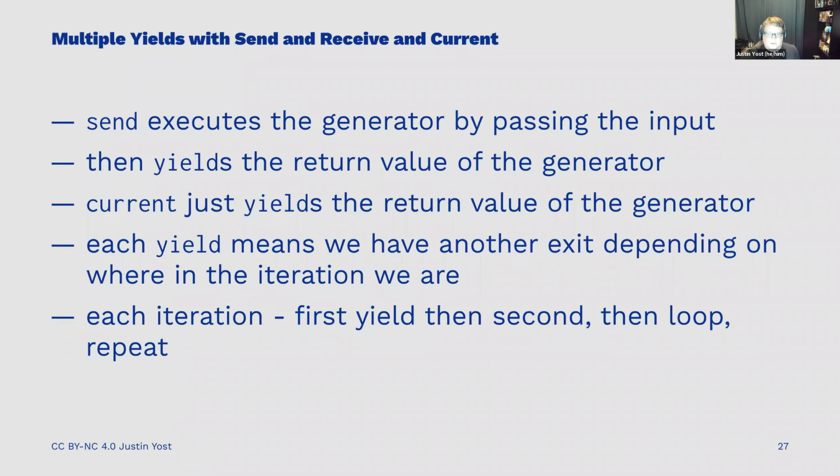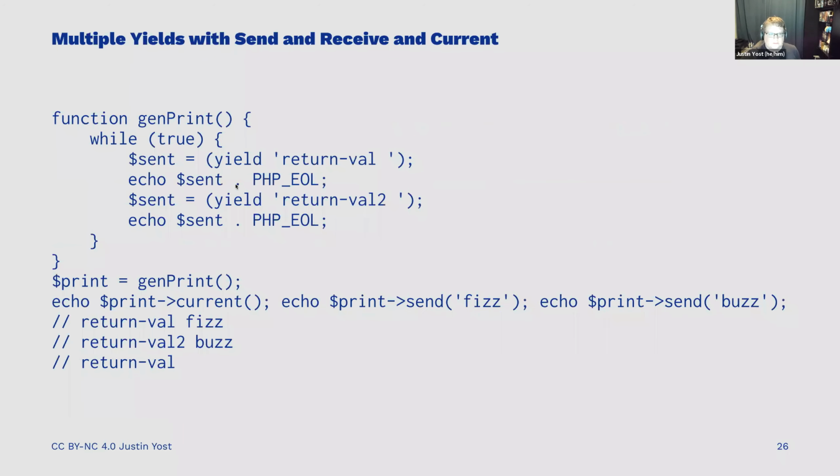Each iteration, first we yield, first yield, second yield, then we loop and we repeat, right? First yield, then a second yield, and then we loop and repeat.